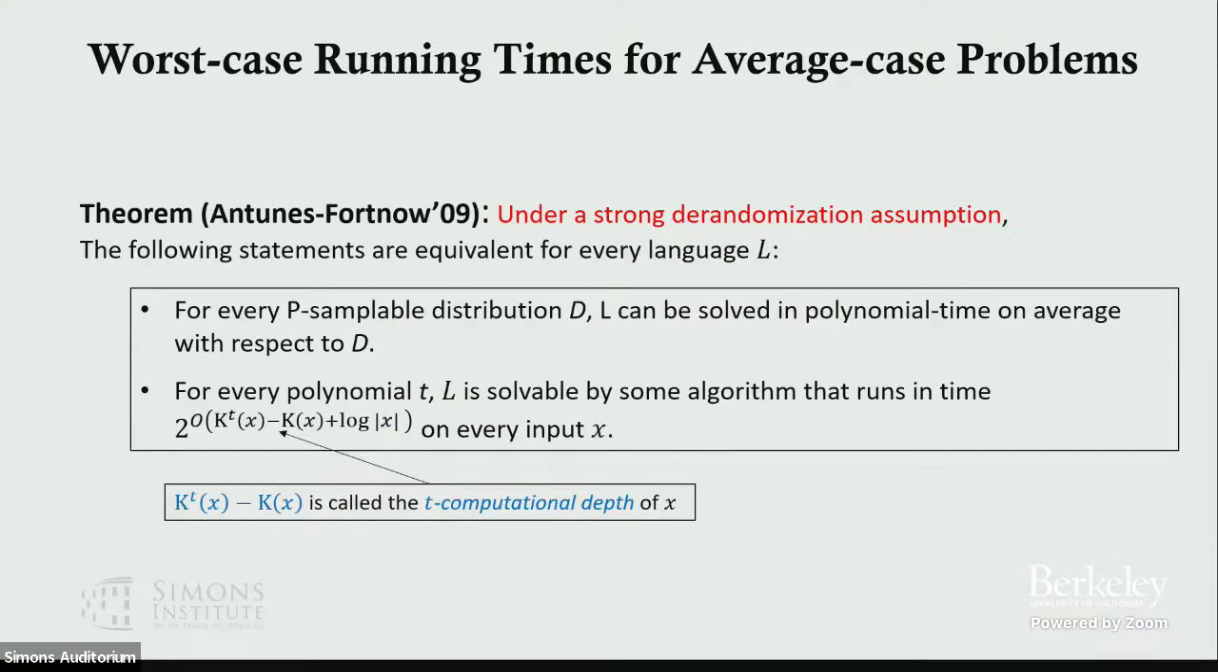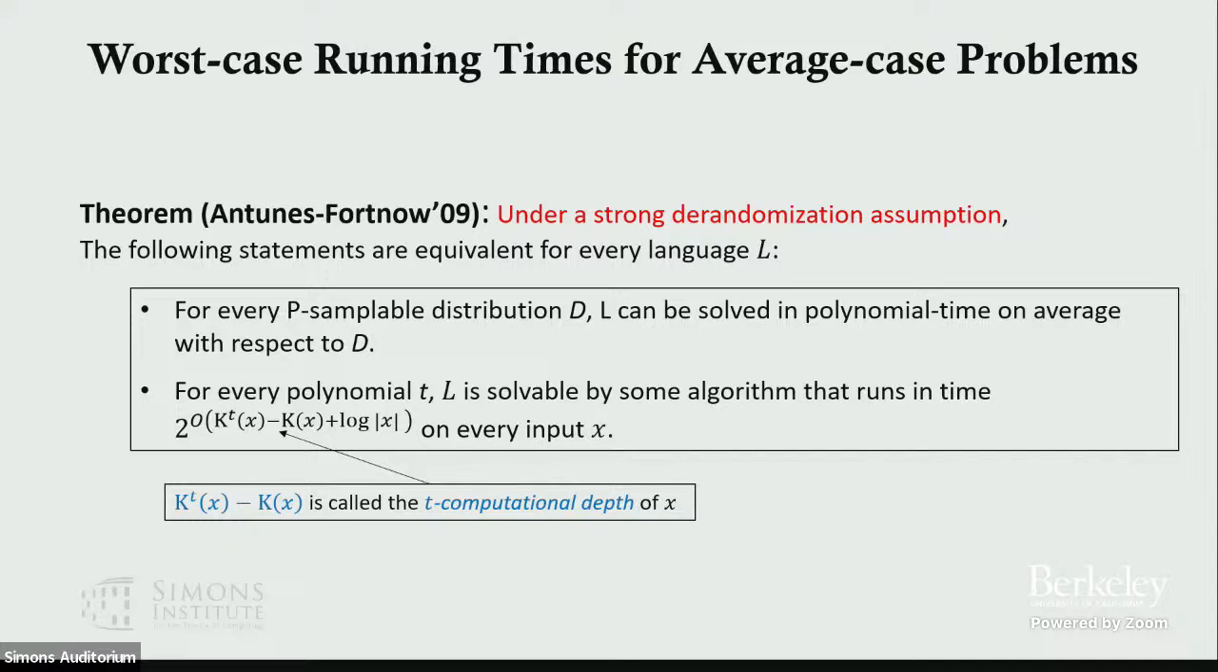And in 2004, now about 15 years ago, they proved the following. They actually give a characterization. So for every language L, the language is easy in the sense over all sampleable distributions, if and only if there's a fixed algorithm such that on every input X, so this is a worst case result, the running time of this algorithm is 2 to the deterministic complexity KT of X minus the Kolmogorov complexity plus log of the size of X. So this quantity KT(X) minus unbounded K(X) is called computational depth of the string. And they prove that this captures the worst case running time.